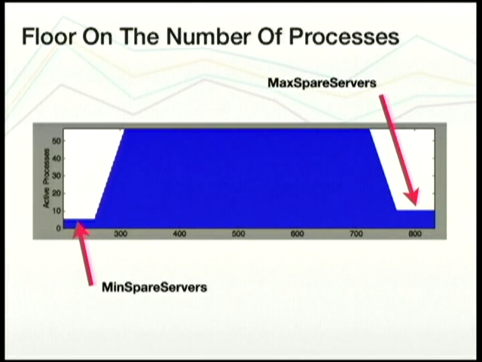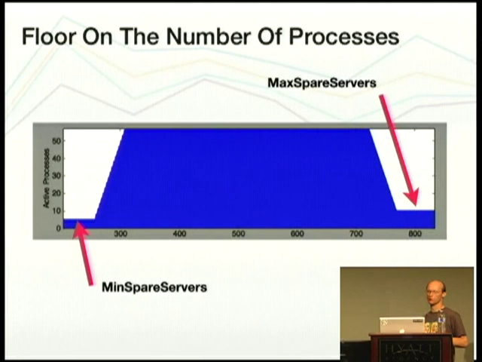Zooming in on the chart for the total number of processes available to handle requests, one thing that stands out, for example, is there is an effective floor on the number of processes which will be kept around. No processes will be killed if we are at or below this level.